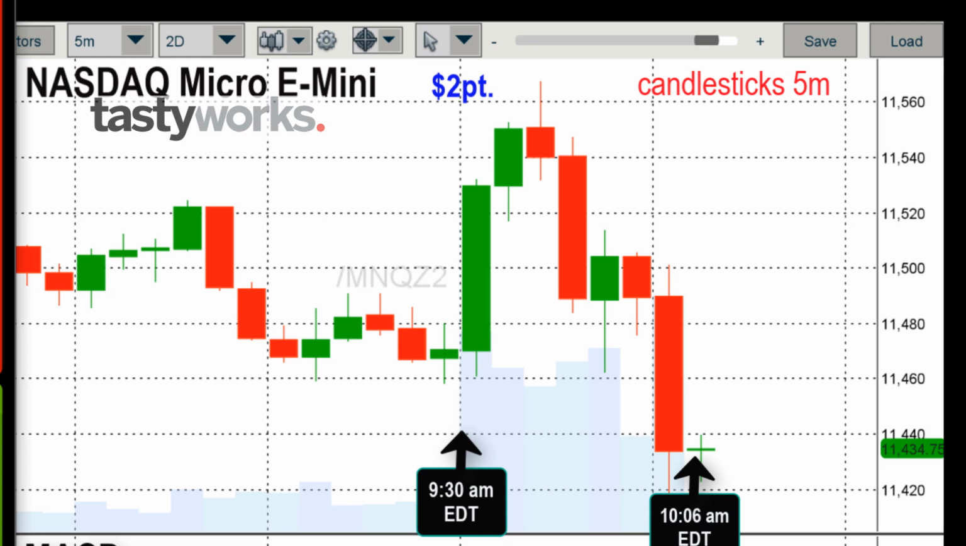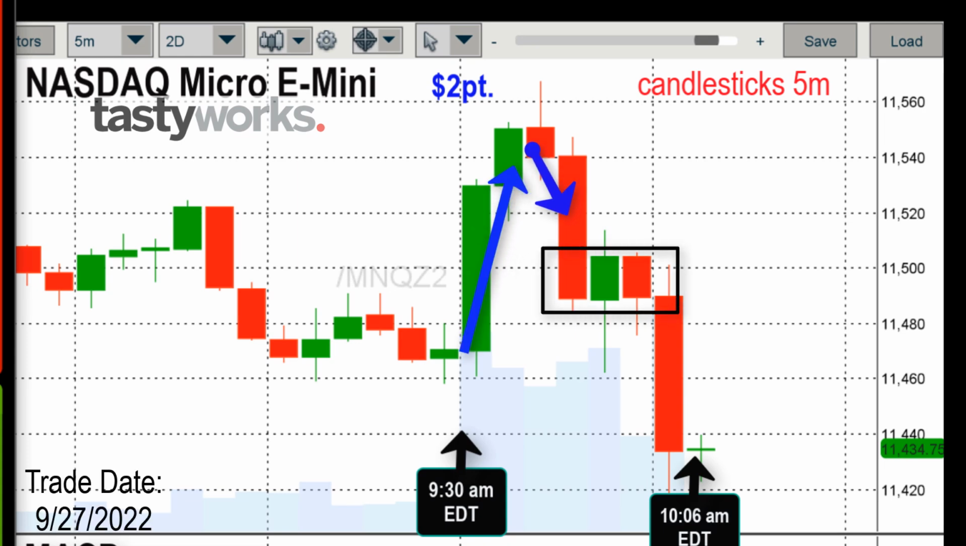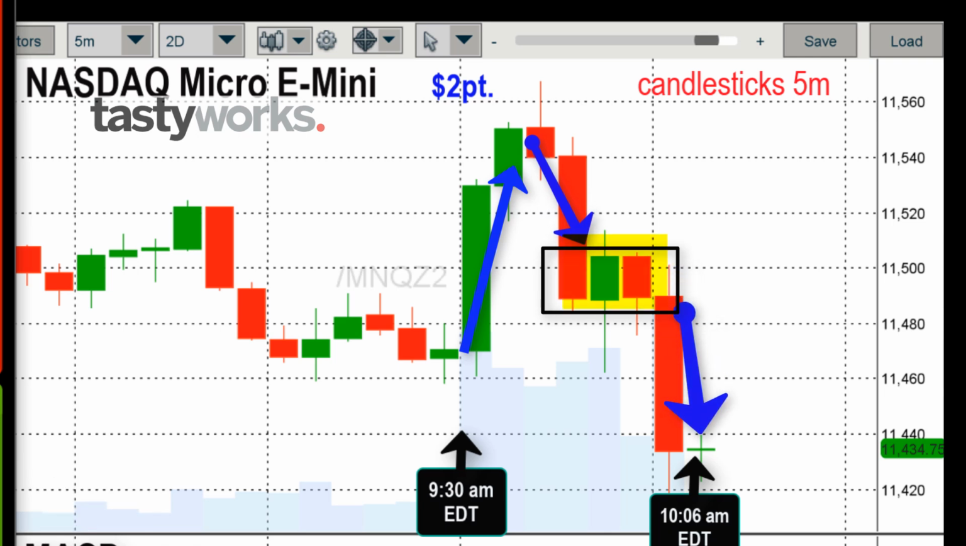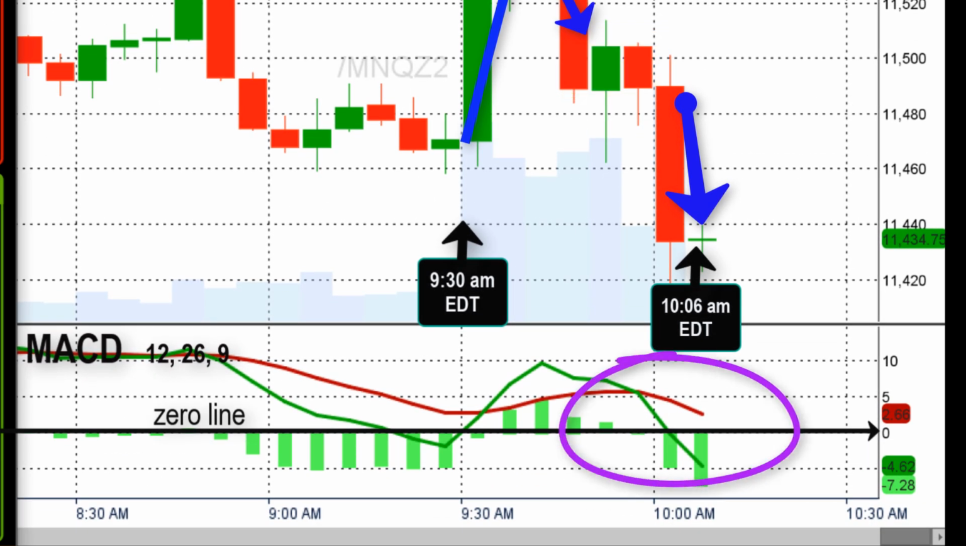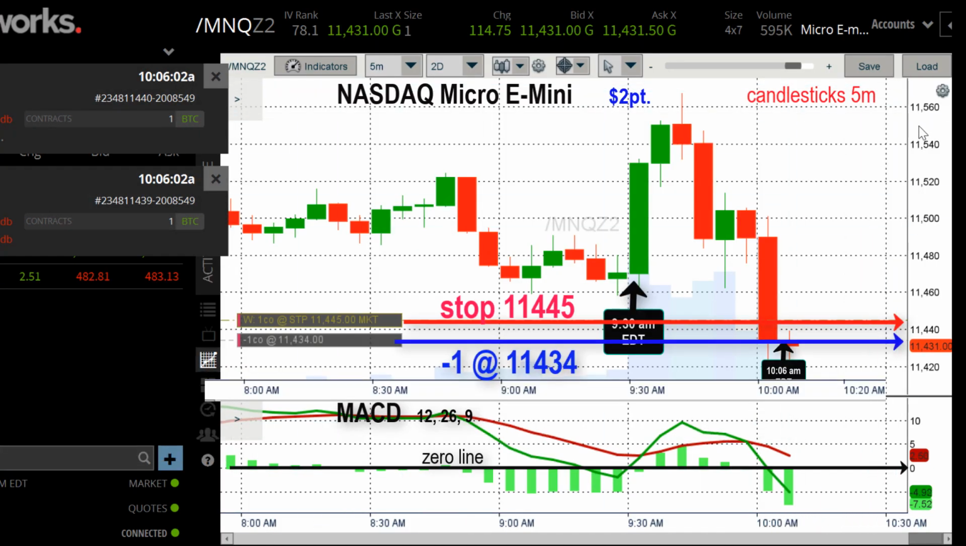Now let's do the trade setup. At 9:30 Eastern Time, the market opens, goes up for 10 to 15 minutes, then drops down and levels off for almost 20 minutes, and then finally at 10:06, when I'm going to enter this trade, I'm going to short the NASDAQ Micro Emini. And I've circled in purple the MACD indicator. See the green line going below the red line? And it looks like they're both going below the zero line. That portends more negative momentum and down price action dead ahead. That was all I needed to pull the trigger on the trade.